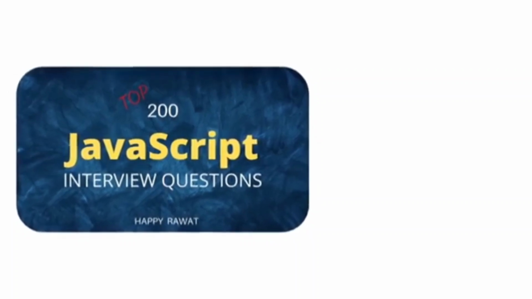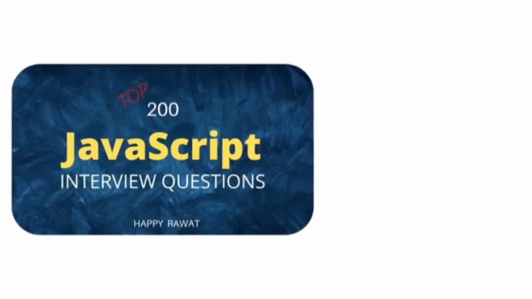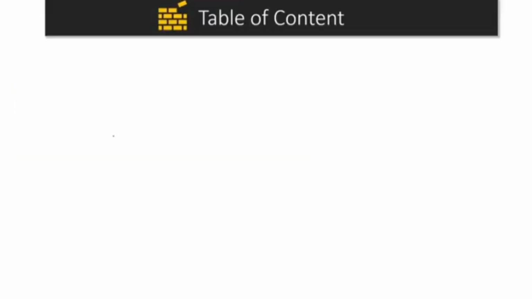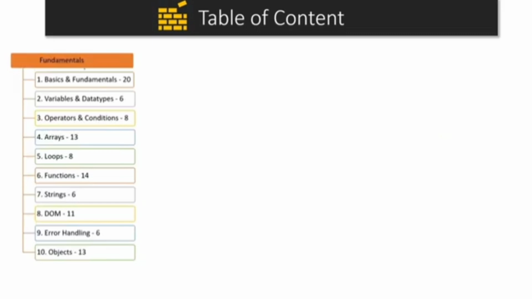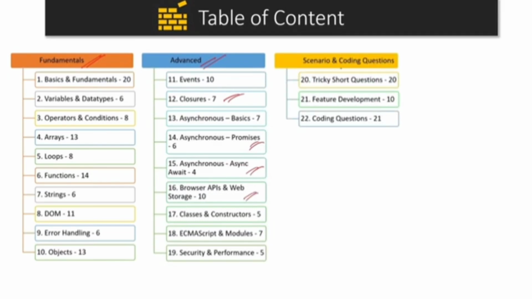Let me share the structure and chapters of this course so that you can get the most out of it. The course is divided into 3 parts and 22 sections. First, we will cover all questions from the first 10 sections of JavaScript fundamentals. And then we will cover questions from the advanced section of JavaScript like closure, promises, async await, browser APIs, etc. Finally, we will cover around 50 scenario based and coding interview questions here.